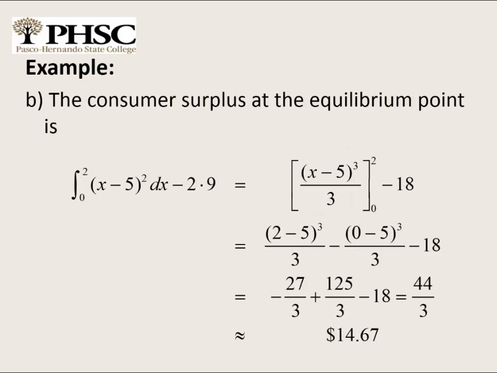That's part A. Part B is the consumer surplus. The consumer surplus, again, is going to be the integral of the demand function minus the product of the equilibrium quantity and the price. So it's going to be the integral from 0 to 2 of (x minus 5) squared dx minus 2 times 9. And then we end up with $14.67. So that's the consumer surplus.